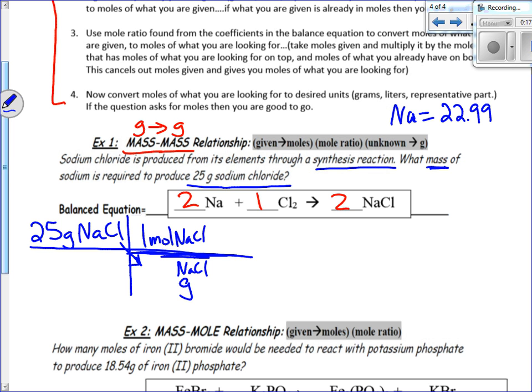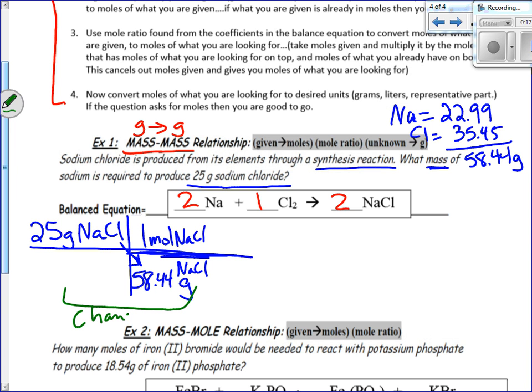Okay. And chlorine is what? 35.45, so that adds up to 58.44 grams. So we put our 58.44 down here. Now that we are at moles, this first step always is change to moles. If it's not in moles, you must change it to moles before you can switch compounds.